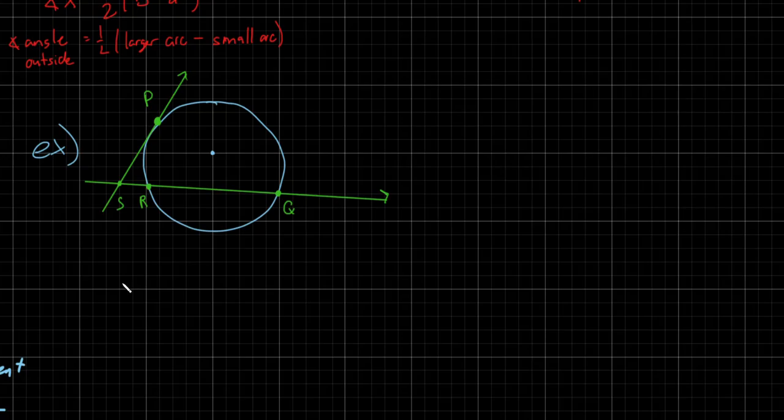So I'm going to tell you that the measurement of arc QR is going to be 126 degrees. So right here is 126 degrees. And then I would tell you that PQ is 152 degrees. And I want you to find the measurement of PSQ. So find that angle.